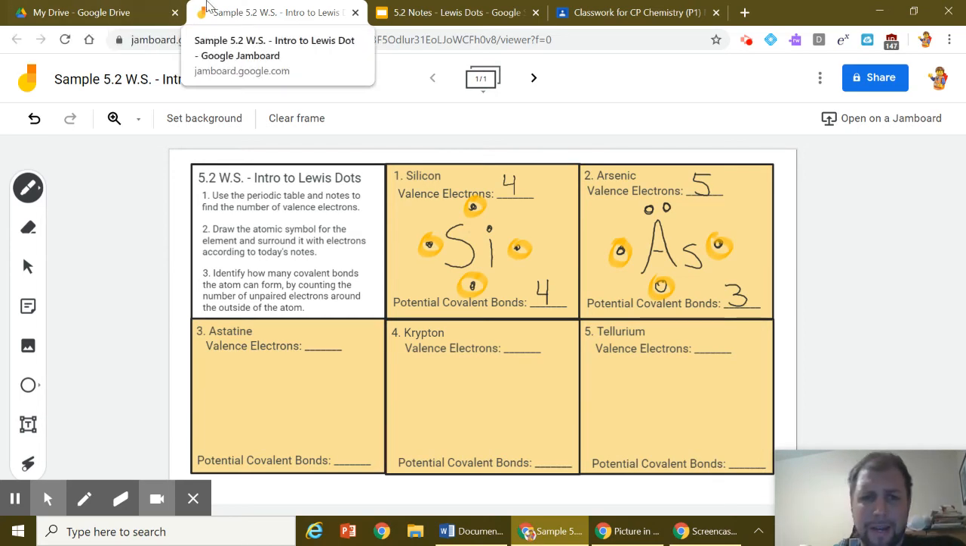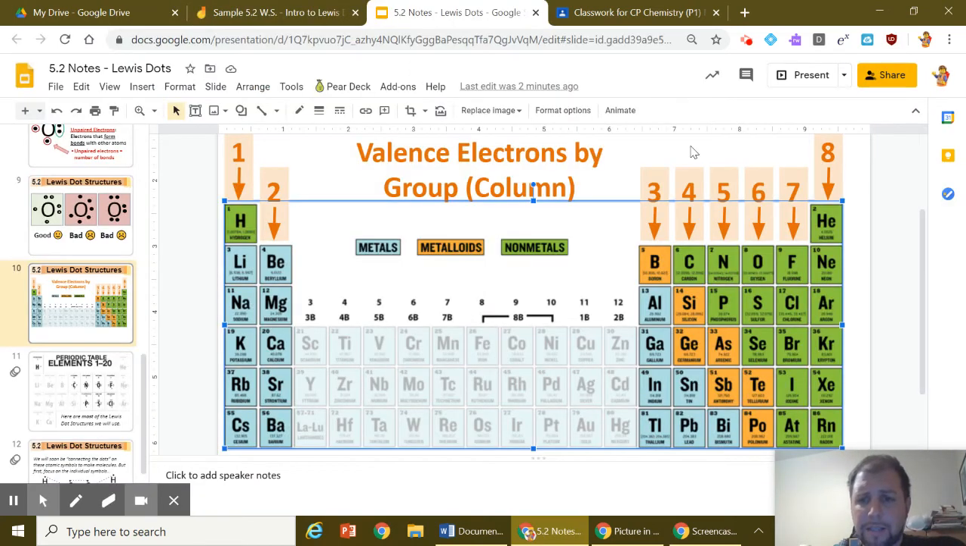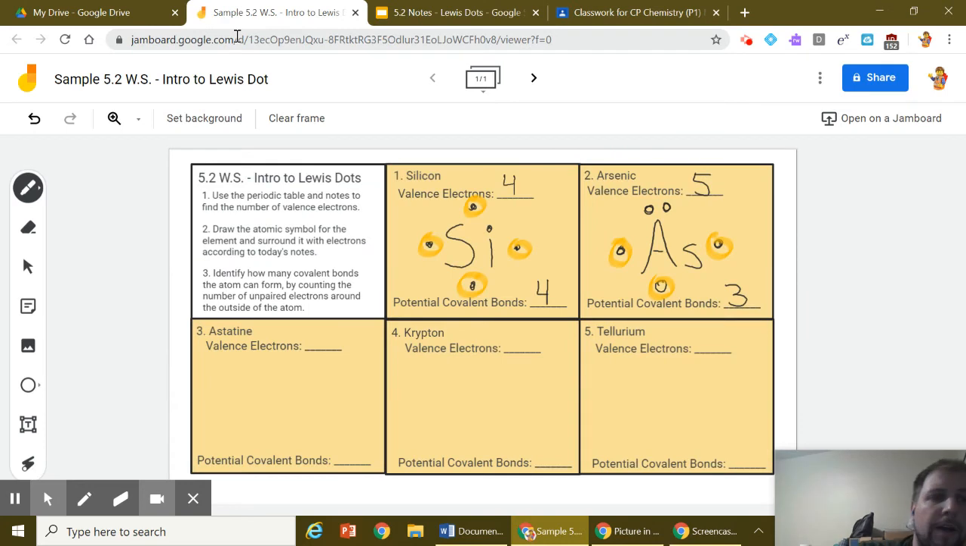Okay, let's try astatine. This is one you might not have heard of before. Astatine is At right here. It is in this group right here that has 7 valence electrons. So astatine has 7 valence electrons. The symbol is A-T.